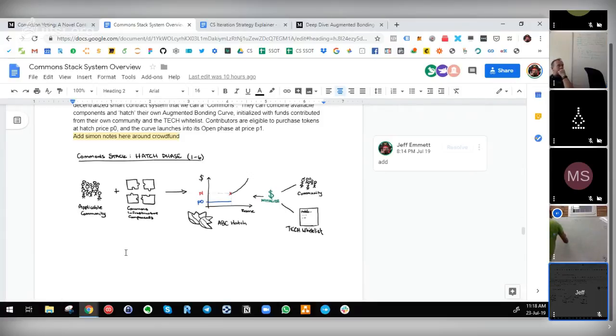Have you used other terms? Collateral pool? Funding pool? Reserve pool. Collateral pool, I think, is a little bit better, but we'll see.